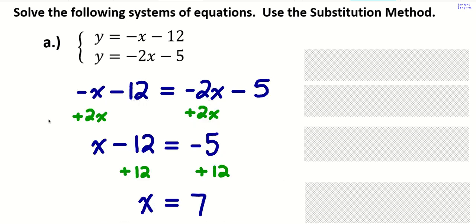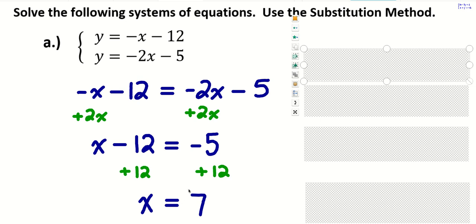solve for x, making the moves that you should already be very proficient in, and end up with x equals 7. But then what do you do now? What do you do after you've solved for your first variable? Because sometimes you solve for y first. It just depends. But what do we do now? Don't we have to solve for the other one?